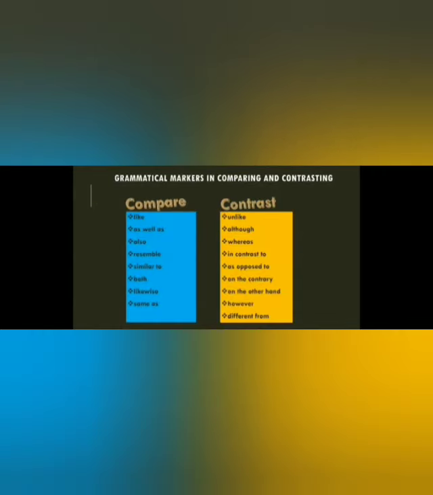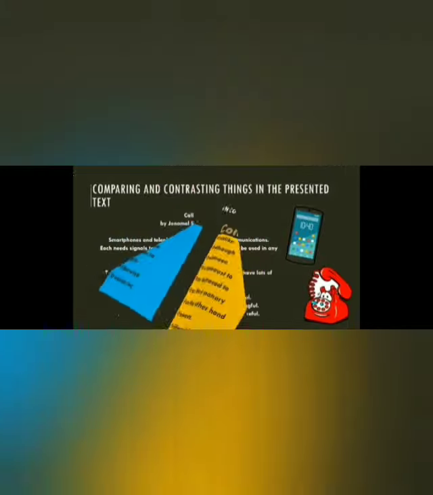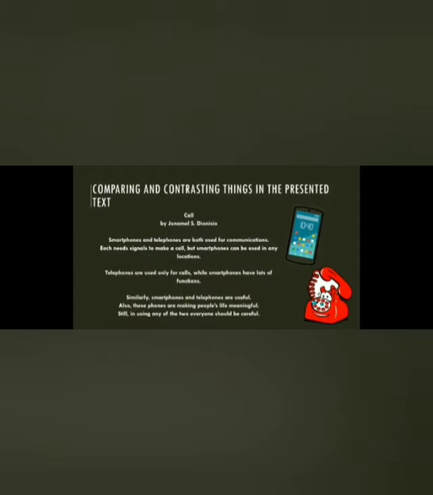Okay? Grammatical markers in comparing and contrasting: like, also, resemble, similar to, both, compare. The contrast words are unlike, although, whereas, in contrast to, as opposed to, on the contrary, on the other hand, however, and different from. Okay, it's so easy to remember. To compare is to know the similarities. The contrasting words are to know the differences.